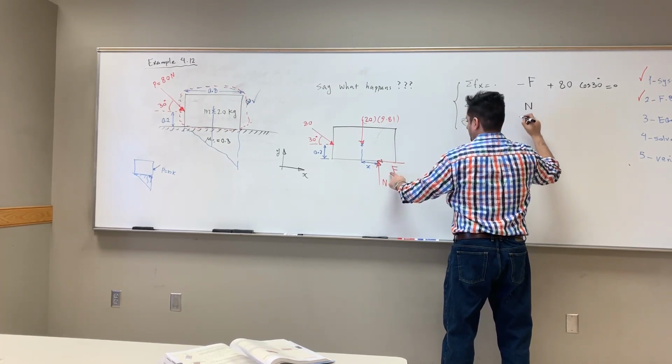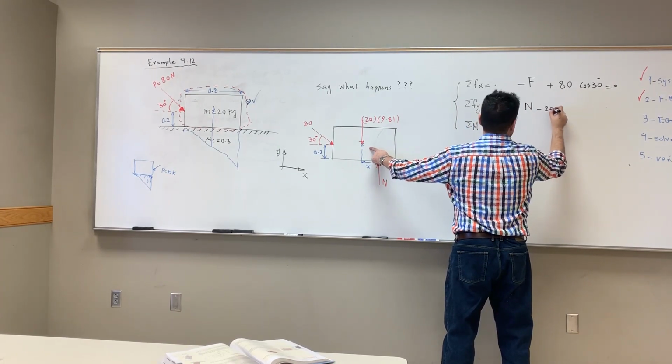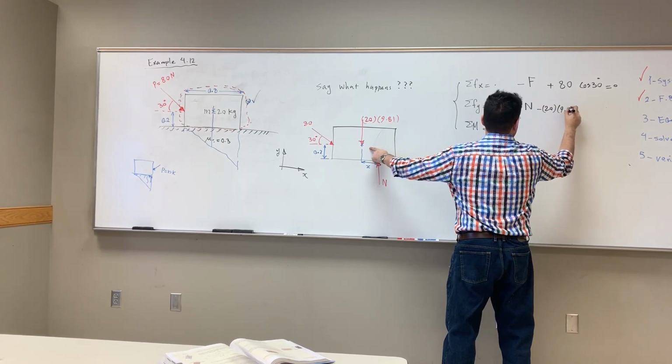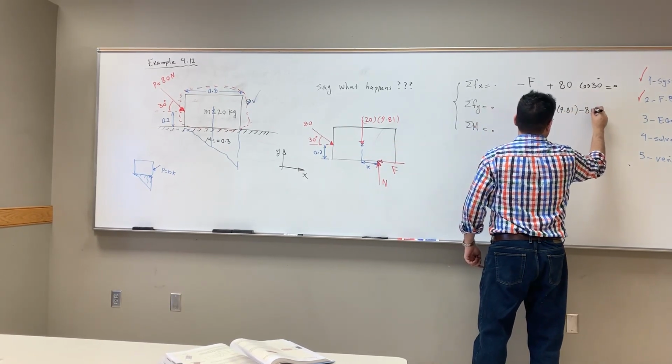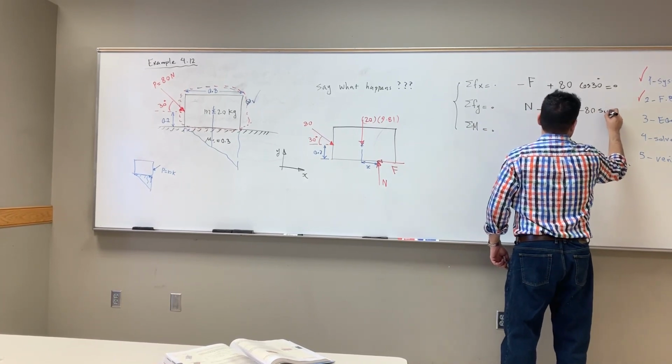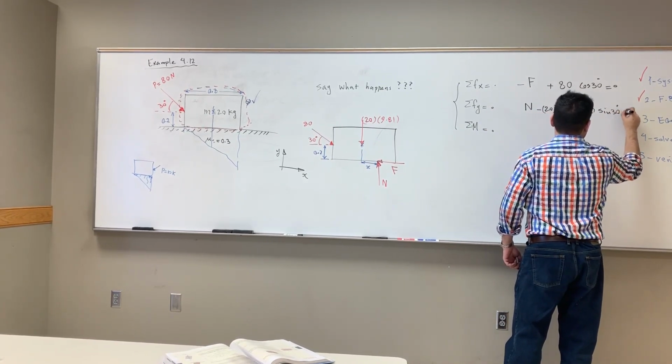And N negative 20 times 981 negative 80 sine 30 is equal to 0.